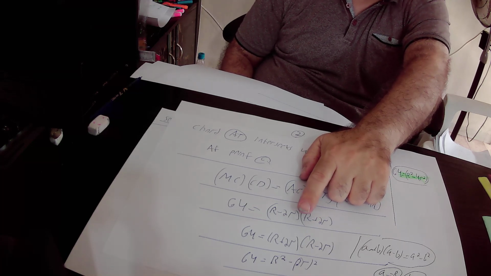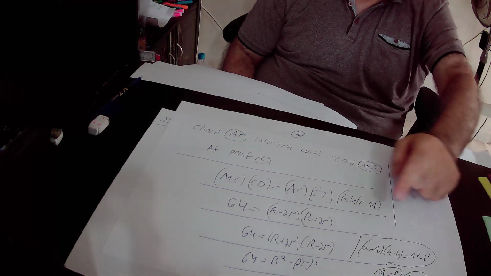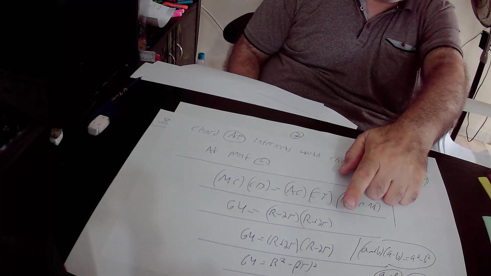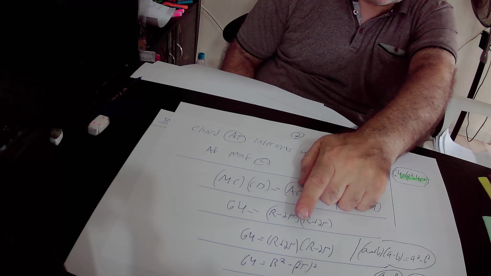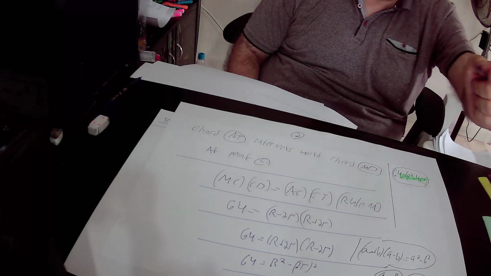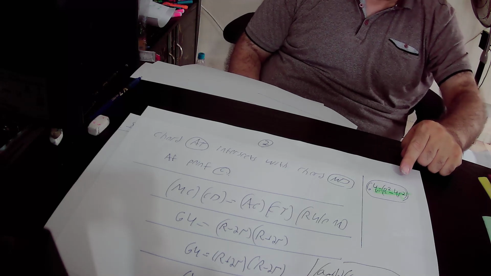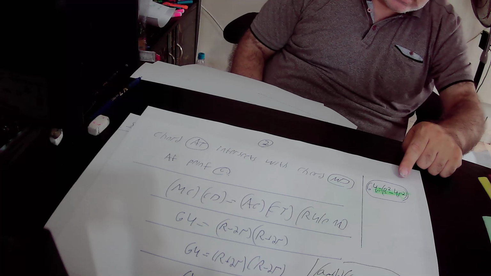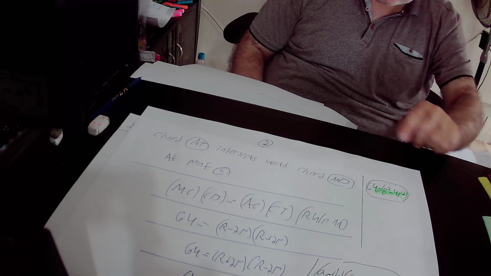Here A will be equal to capital R, B will be equal to 2R. A squared is capital R squared, minus B squared is minus 2R squared. So we found that 64 equals capital R squared minus 2R squared, that is capital R squared minus 4R squared.